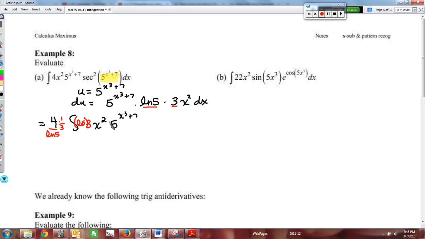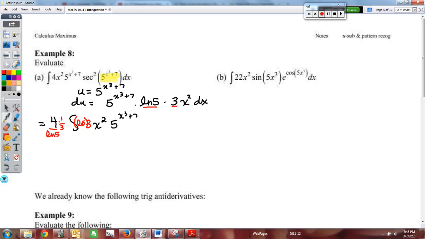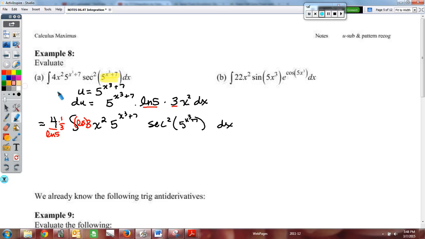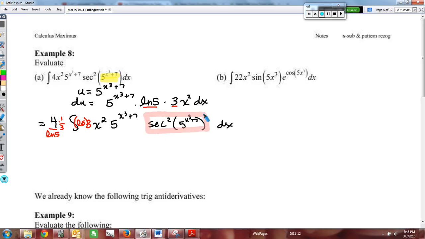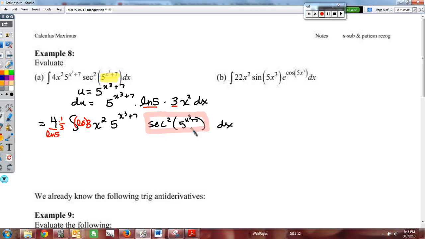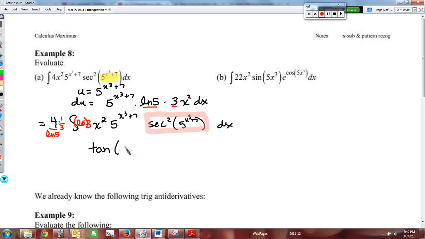So now we're ready, and then what we have left over here is the secant squared of the inside function of my u, x cubed plus 7, and then my dx. So here's my box that I'm looking at, and my box is secant squared. And secant squared is a known derivative. I know secant squared is the derivative of tangent. So secant squared u, its antiderivative is tangent of u.